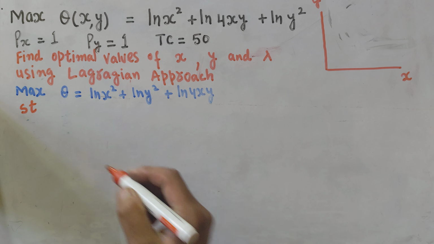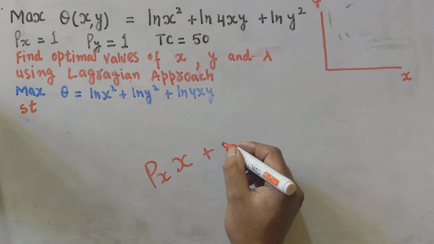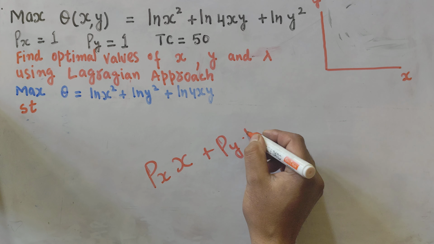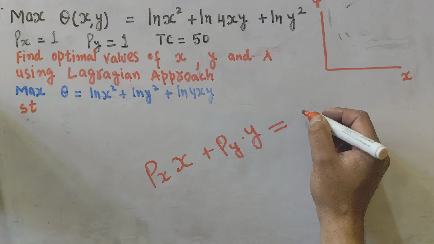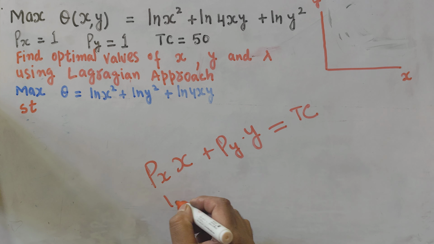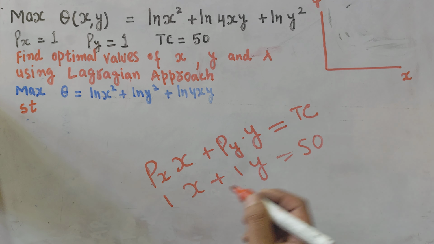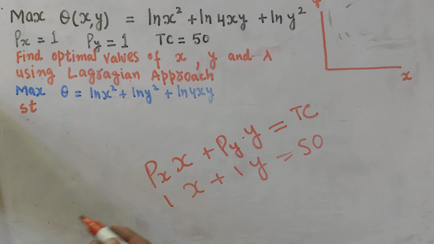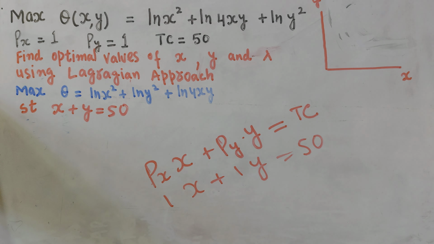That is, our constraint will be the price of x times the units of x employed plus the price of input y times the units of input y employed should be equal to the total cost, which is 50 here. Price of x is 1, that is given, so 1 into x plus 1 into y is equal to the total cost, 50. So our budget constraint will be x plus y is equal to 50.